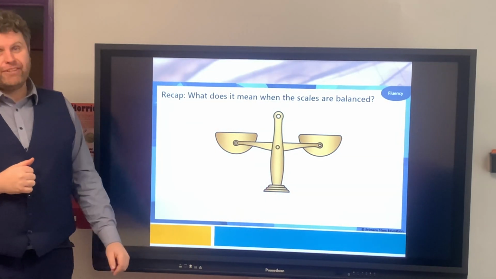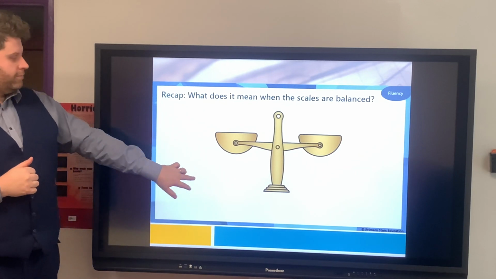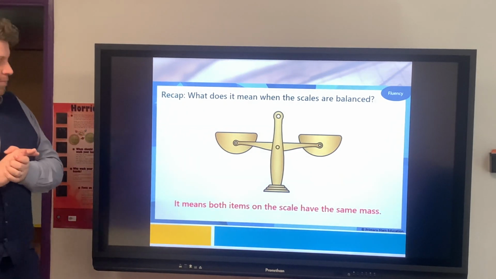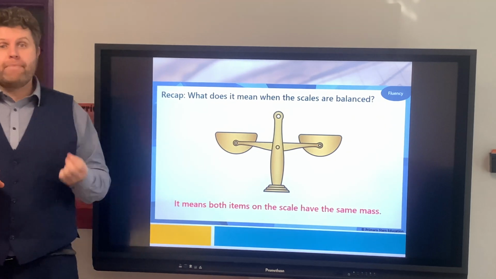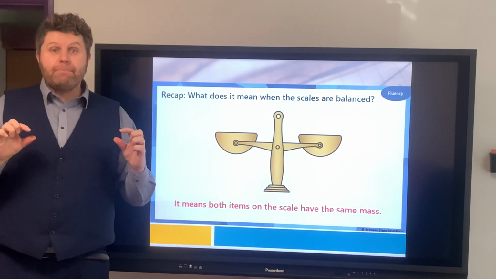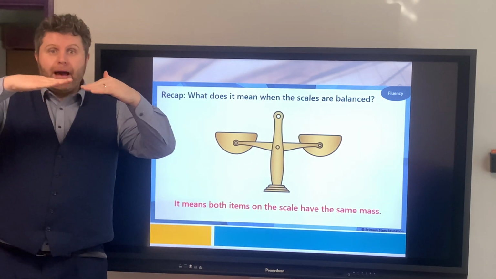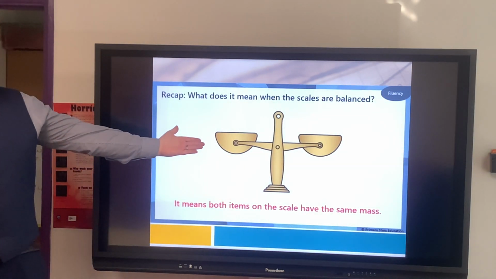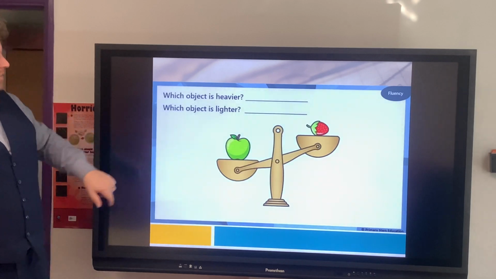Chat with your adult. It means both items on the scale have the same mass. Remember when we had the 2 cubes and 2 cubes, they had the same mass as each other. That meant they balanced each other out, and we ended up with scales that look just like this.